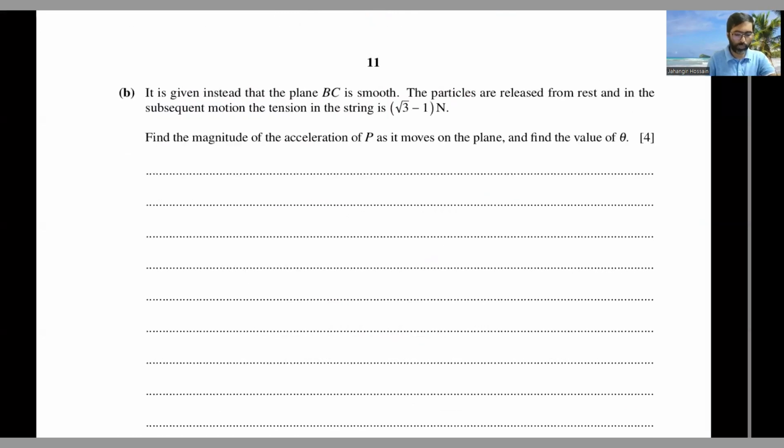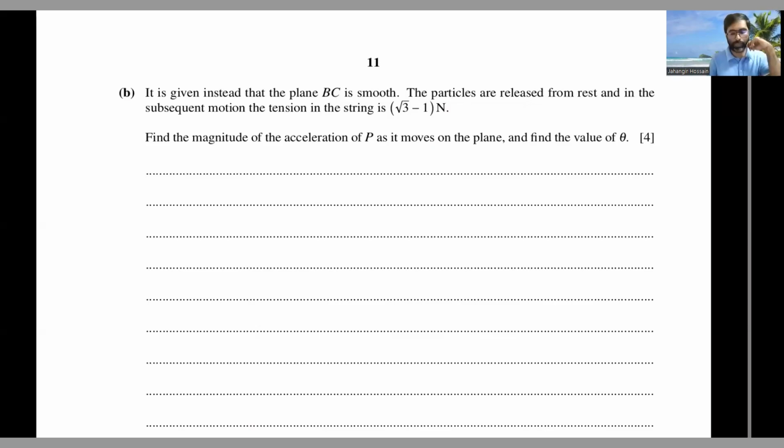In the next part, it is given instead that the plane BC is smooth. The particles are released from rest, and in the subsequent motion, the tension in the string is root 3 minus 1. Find the magnitude of the acceleration of P as it moves on the plane, and find the value of theta.